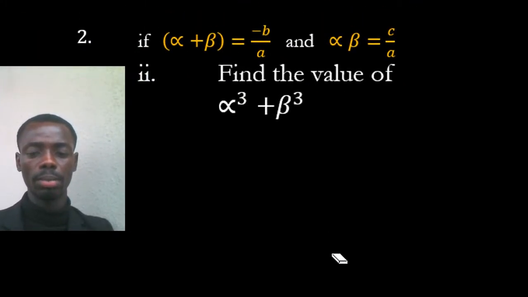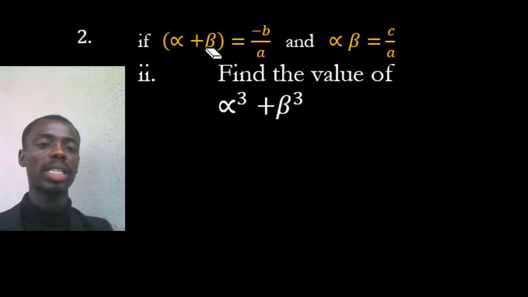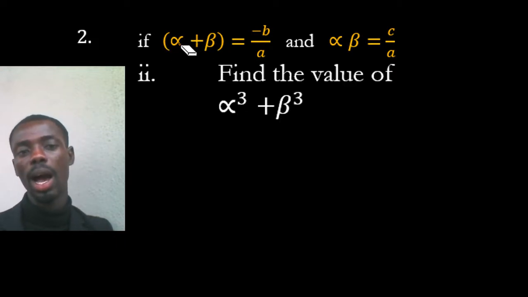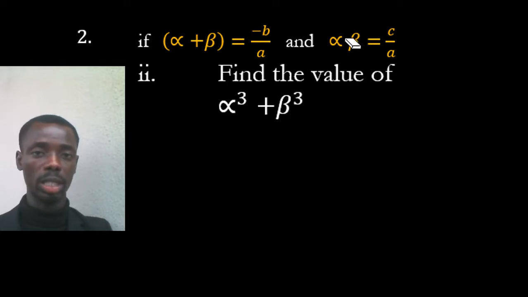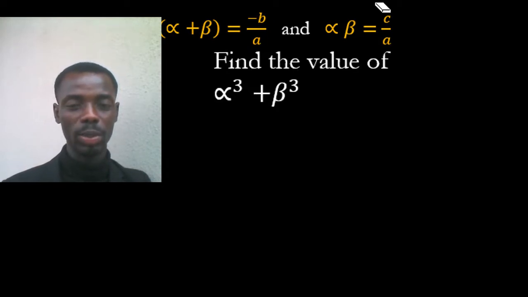Okay, let's proceed now. The second question says find the value of alpha cubed plus beta cubed, or better said, alpha raised to the power of 3 plus beta raised to the power of 3. The same thing is, by the time you're done expanding or expressing, you must get every answer conforming to alpha plus beta or alpha beta for you to be able to do your easy substitution. Remember, you are not expressing it in terms of alpha and beta, you are expressing it in terms of a, b, and c, like the format of a quadratic equation. So let's see how it works.